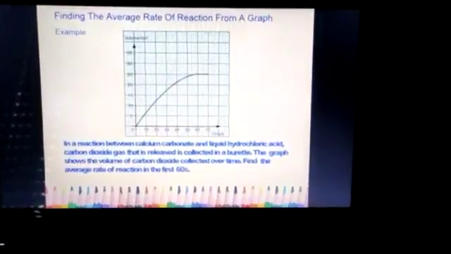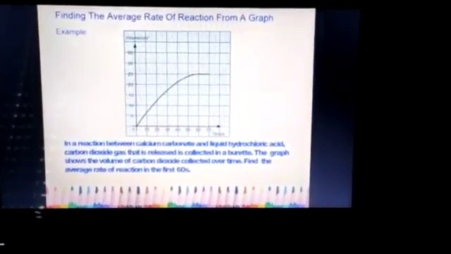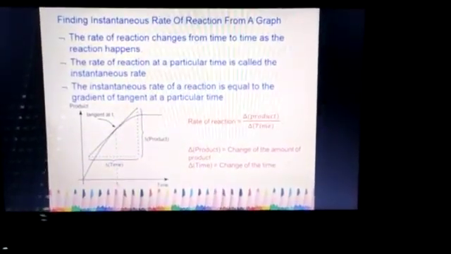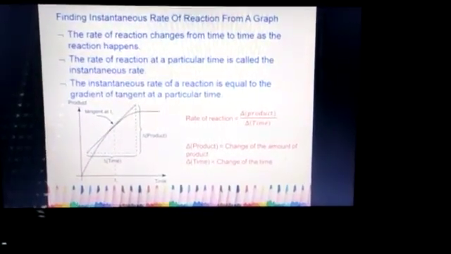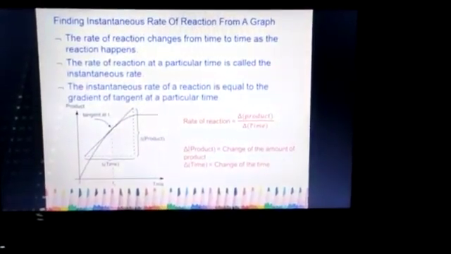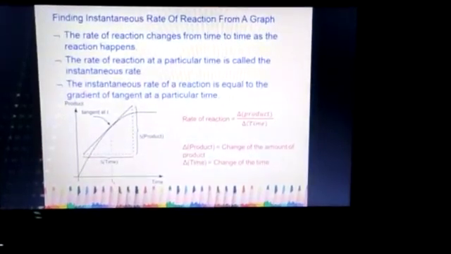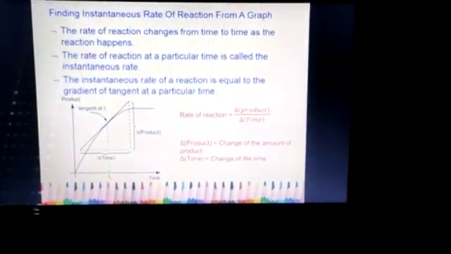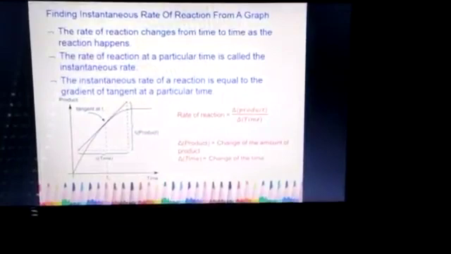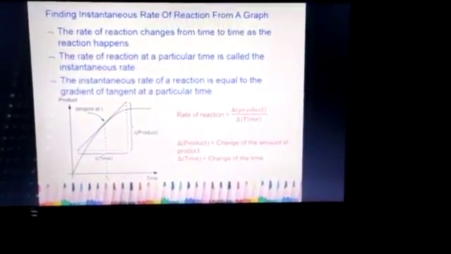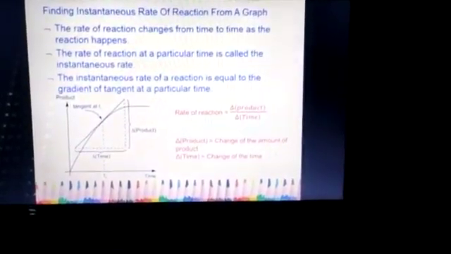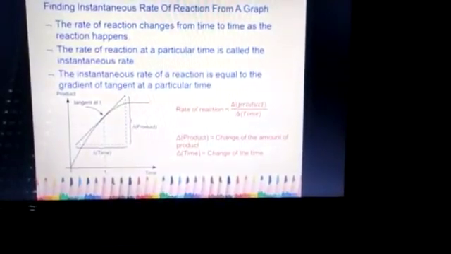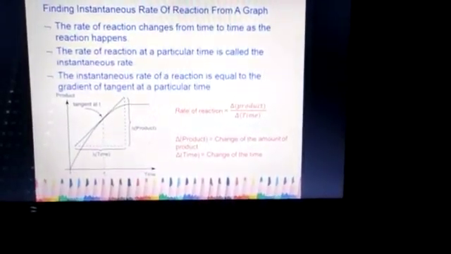Find the average rate of the reaction in the first 60 seconds. Finding the instantaneous rate of a reaction from a graph: the rate of reaction changes from time to time as the reaction happens. The rate of the reaction at a particular time is called the instantaneous rate. The instantaneous rate of reaction is equal to the gradient of the tangent at that particular time.